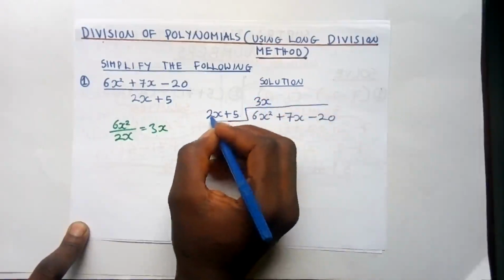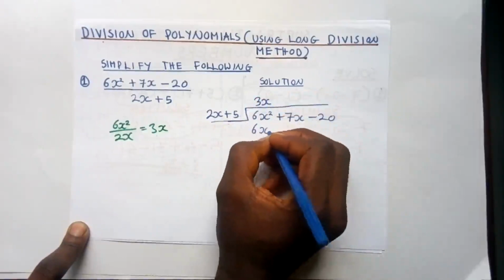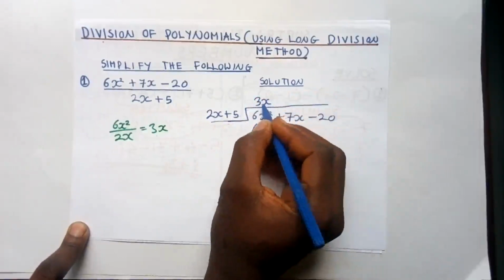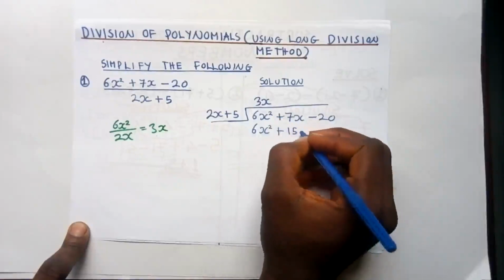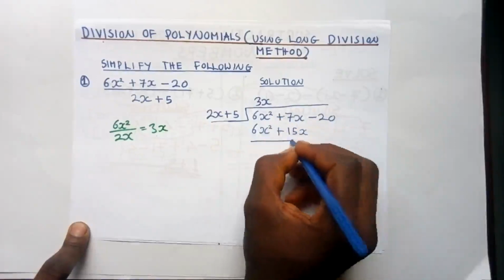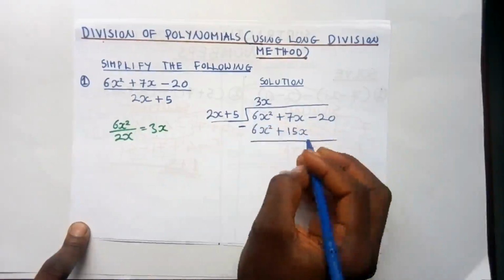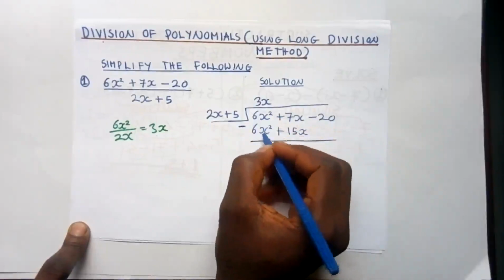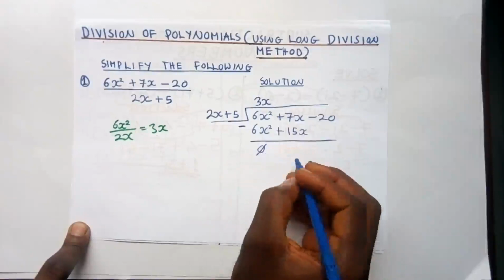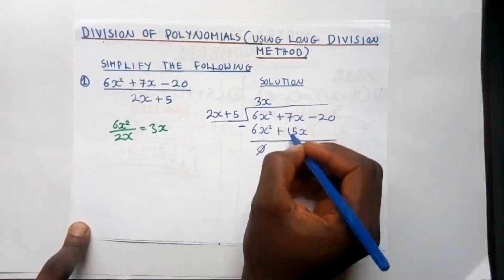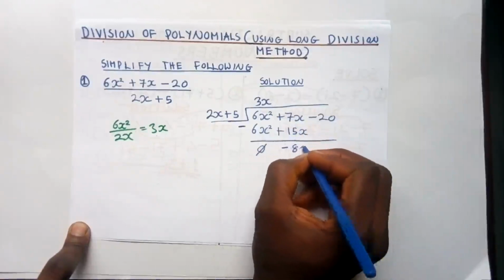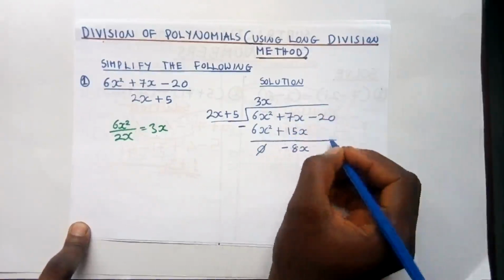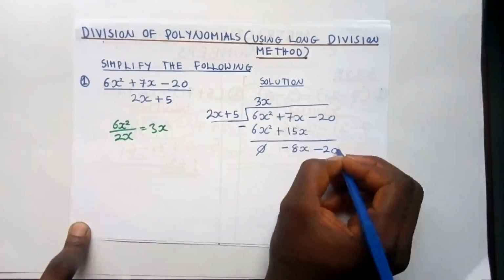3x multiplied by 2x gives us 6x squared. And 3x multiplied by 5 gives us 15x. 6x squared minus 6x squared gives us 0. And 7x minus 15x gives us minus 8x. So bring down this minus 20 here.